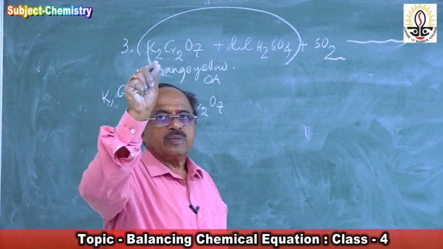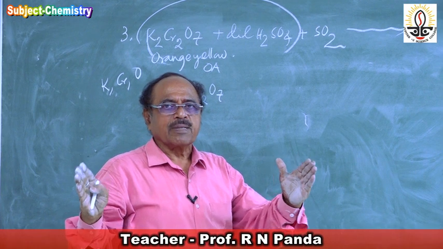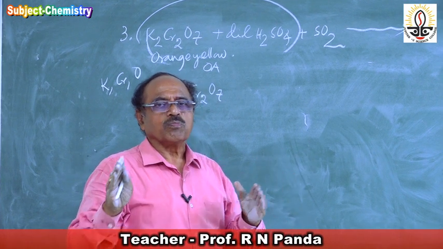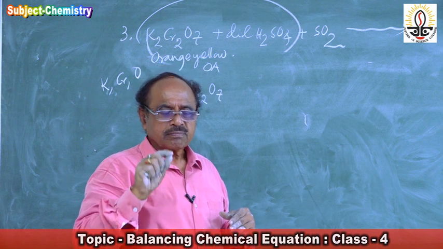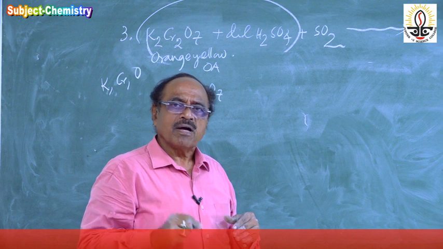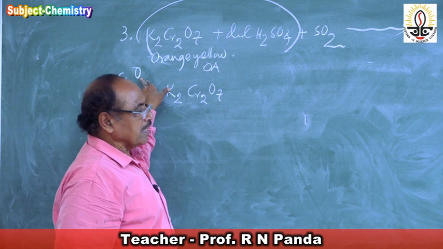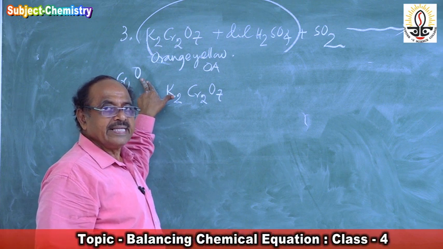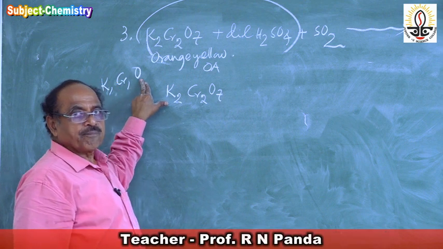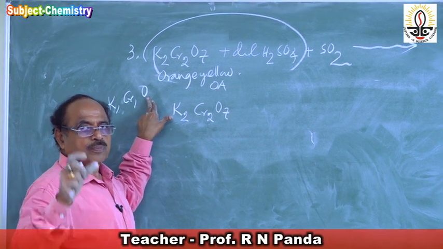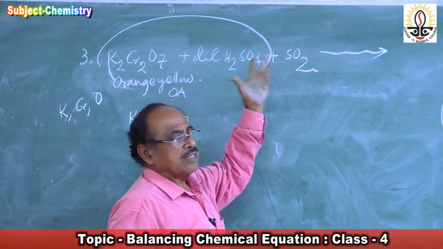And chromium, atomic number 24, chromium, molybdenum, tungsten, they are placed in the D block of the periodic table, group 6B. Chromium is an electropositive metal. And oxygen is a non-metal present in group 6A. It is highly electronegative. This is positive, this is positive, this is negative. So they will react first and produce products. Those products will react with sulfuric acid and then sulfur dioxide.